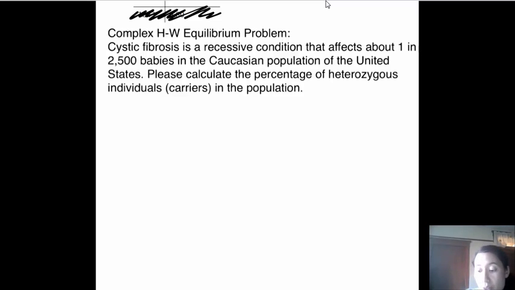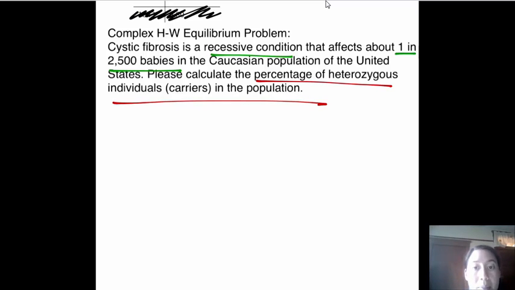Okay, so they told me that cystic fibrosis is a recessive condition that affects 1 in 2,500 babies in the United States. Then it's asking me to calculate the percentage of heterozygous individuals in the population. This question is a little bit more complicated, mostly because of the way it's worded, but in actuality, it's pretty similar to the one that we solved before. So let's look at what they gave me.